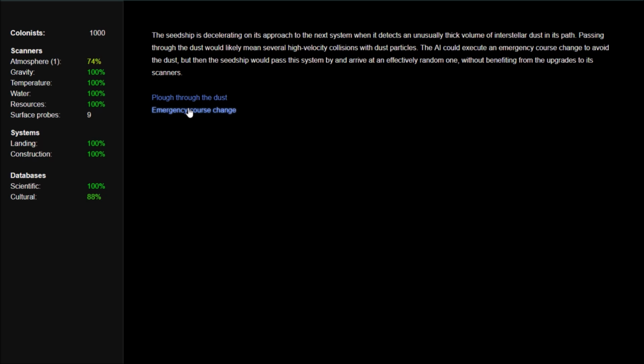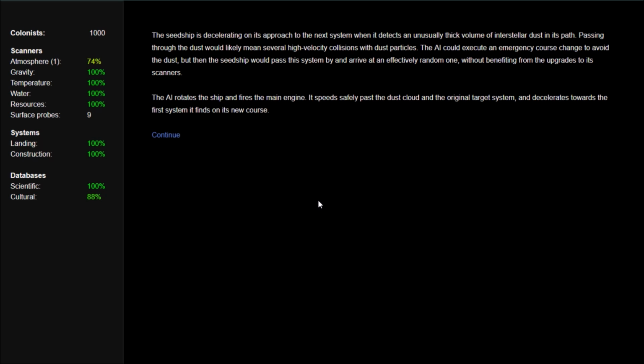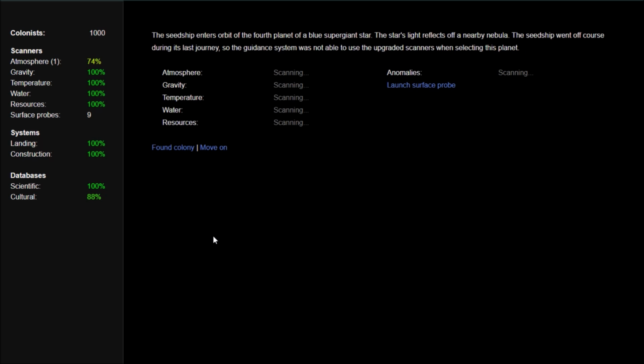No, emergency course change. Rotates the ship and fires the main engine. It speeds safely past the dust cloud to the original target system, decelerates towards the first system it finds on its new course. Enters orbit of the 4th planet. Maybe it's a little hot here. My atmospheric scan failed, which is not a good thing. 4th planet of a supergiant blue star. Star's light reflects off of a nearby nebula.